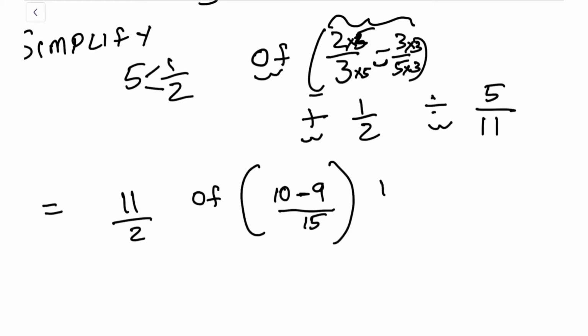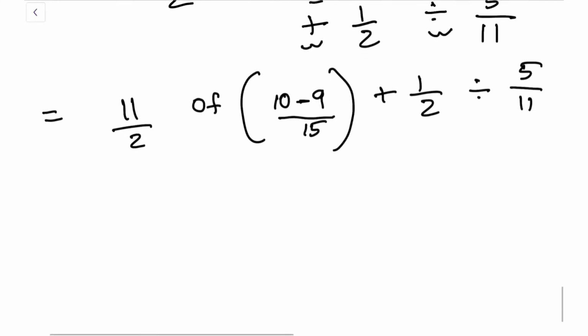Alright, keep everything as it is. Plus 1 by 2 divided by 5 by 11. So this is your first step, where you change it into improper fractions and you solved what is inside the brackets. Now, what is step 2?